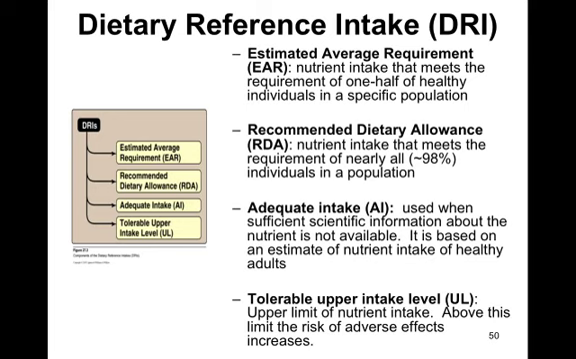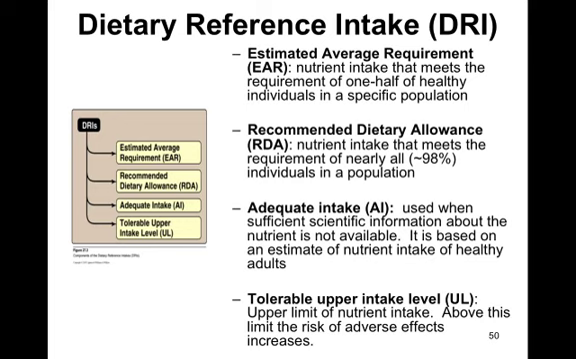DRI is the general term for a set of reference values used to plan and assess nutrient intakes of healthy people. These sets of values, which can vary by age and gender and special conditions such as pregnancy and lactation, include primarily four values: the estimated average requirement, EAR, the recommended dietary allowance, RDA, adequate intake, AI, and tolerable upper intake level, UL.